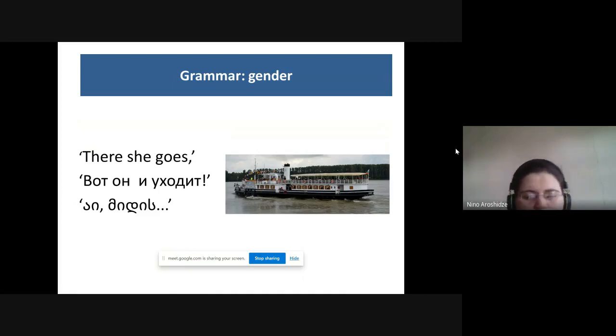When it comes to gender, quite often it's a minor discrepancy that we're dealing with. It's not a big deal. For example, in this sentence, "there she goes," part of the dialogue from Three Men in a Boat, it was translated in Russian as "here he goes," because parakhod, the word which was used instead of the word ship, instead of the word boat, has masculine gender. That's why it was turned into he instead of she.